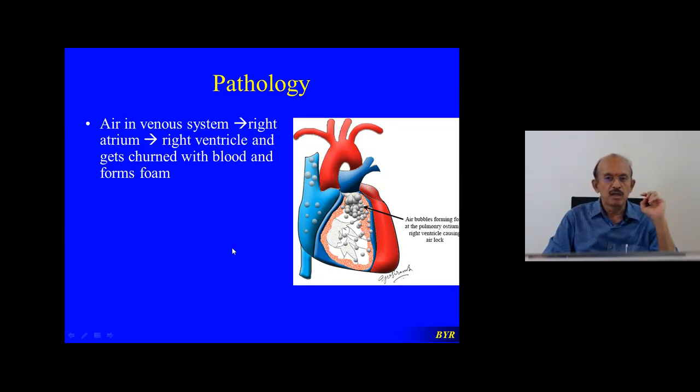Pathology of air embolism. Air in the venous system. So if the air enters the venous system, what will happen? All that air passes into the right atrium. From there to the right ventricle. And once it comes into the right ventricle, it gets churned, because the right ventricle always pumps. So with this, what will happen?